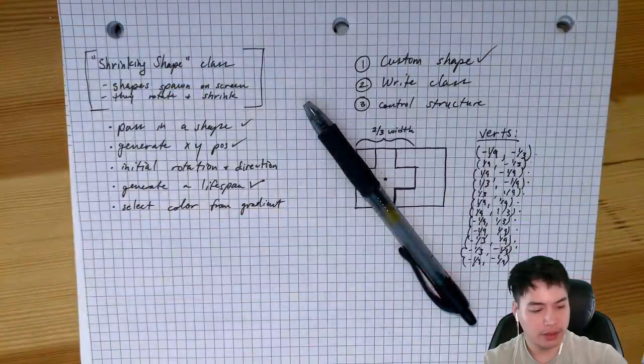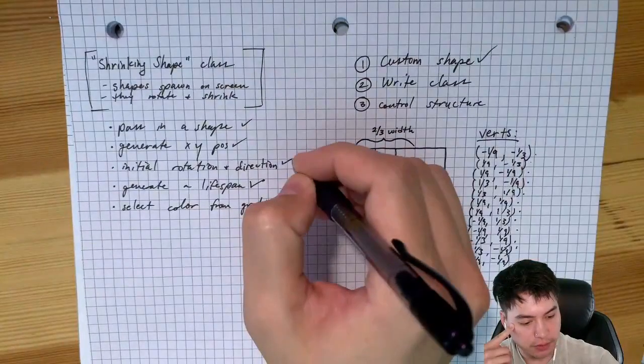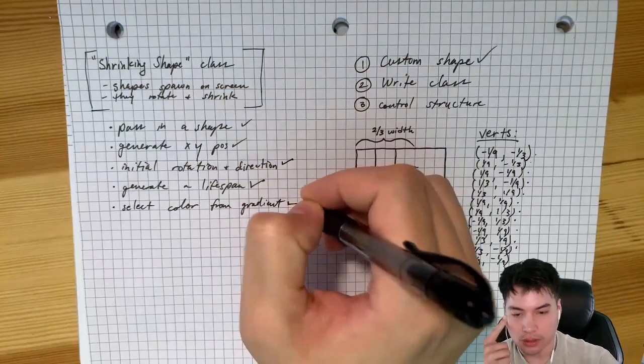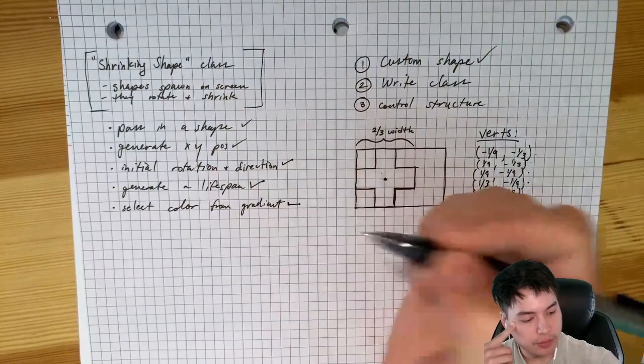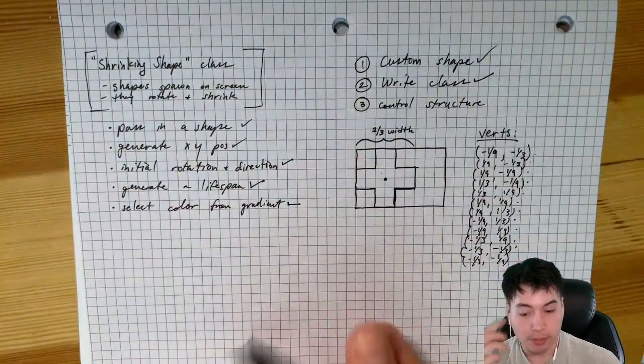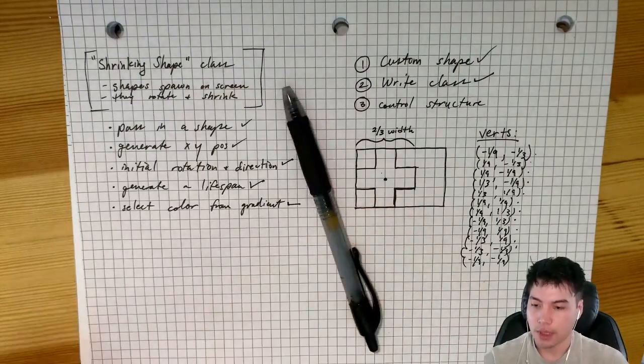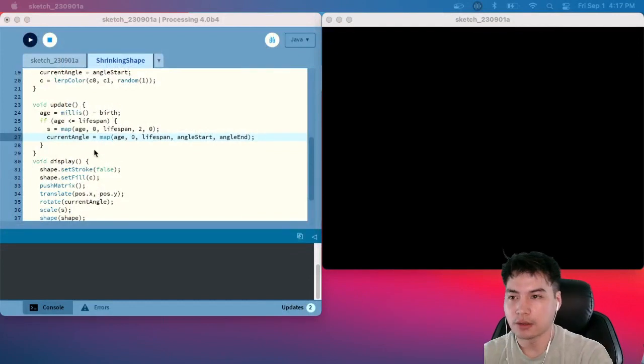Okay, so let's double check our list now. I think we're pretty close to finishing number 2 here. We've got the rotation working, and we've got our color working. So I'm going to go ahead and check off this task here, writing the class. Now let's start to think about the code that we're going to use to control how this sketch operates.